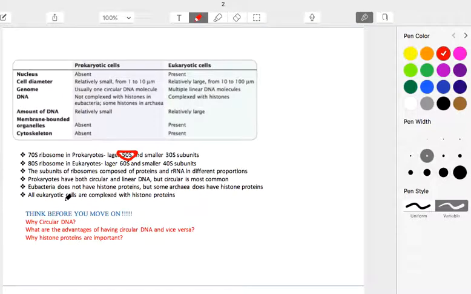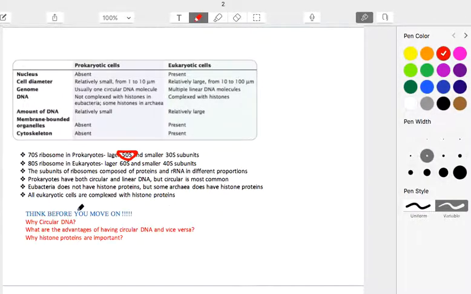Eubacteria do not possess any kind of histone protein. Histone proteins are very important, which I'm going to cover in a future lecture. But archaea do possess histone proteins, as I told you. All eukaryotic cells are complexed with histone proteins. There are different types of histone protein, H1, H2A, those kinds of things. We're going to discuss that in a future lecture.